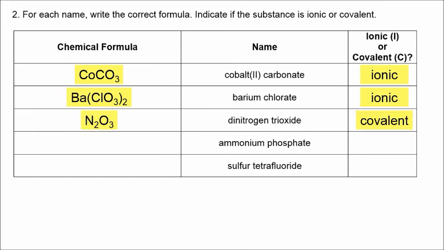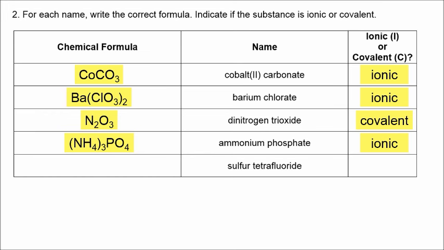N2O3, it's covalent. The next one is ammonium, which is a cation, NH4, and phosphate, the anion, is PO4. The charge on ammonium is plus 1. The charge on phosphate is minus 3. So it takes 3 ammonium ions to balance the charge on 1 phosphate. Even though there's no metal in this compound, it is still considered to be ionic because it contains cations and anions. The last compound is sulfur tetrafluoride.